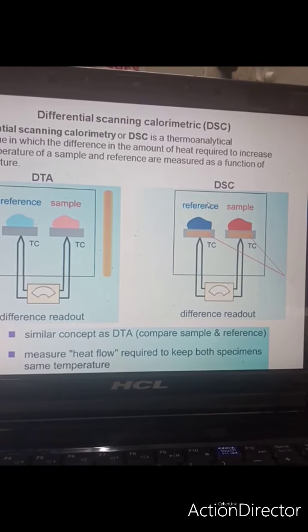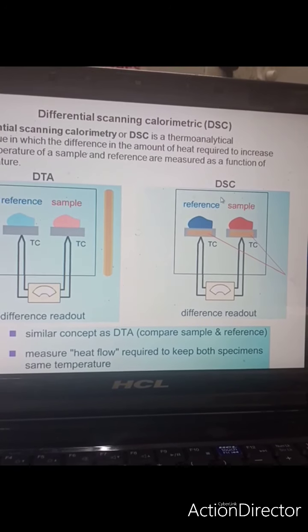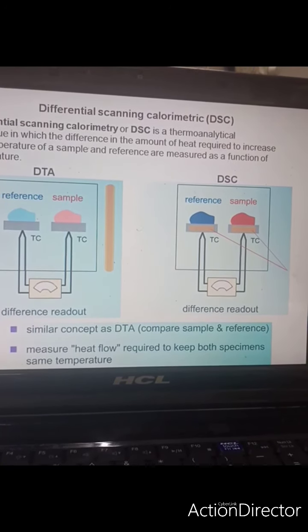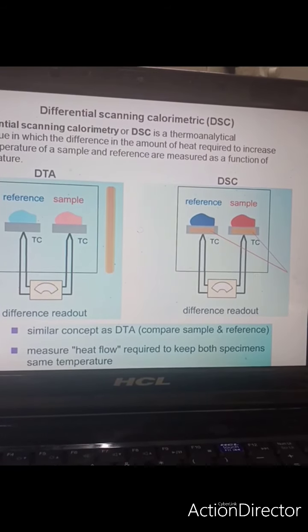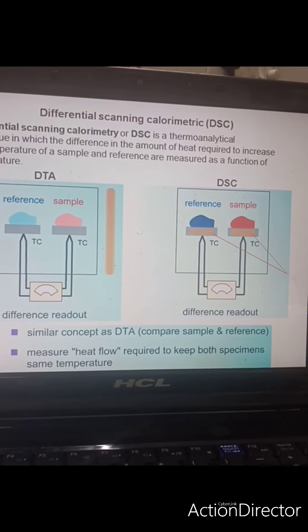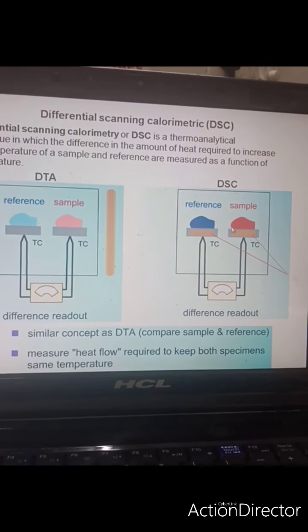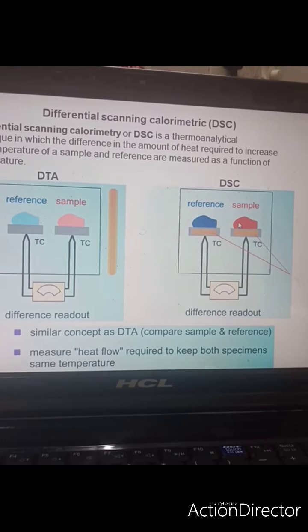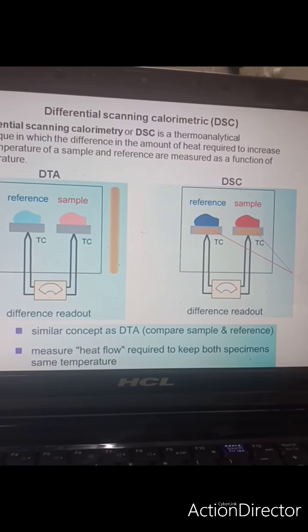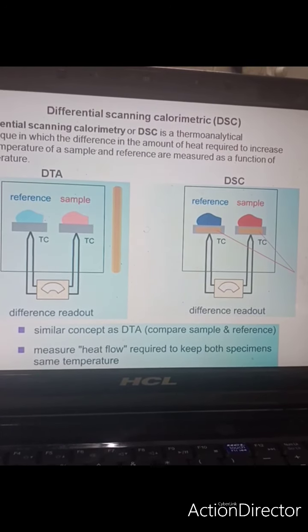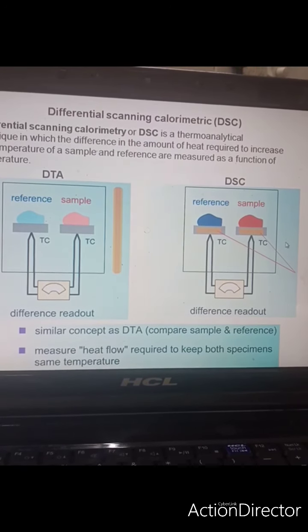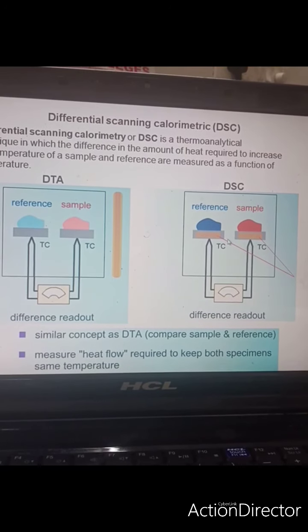Now, differential scanning calorimetry is a thermoanalytical technique in which the difference in the amount of heat required to increase the temperature of the sample and reference is measured as a function of temperature. It has a similar concept as DTA, that is, comparison between the sample and the reference. What is measured is the heat flow required to keep both the specimens at the same temperature.